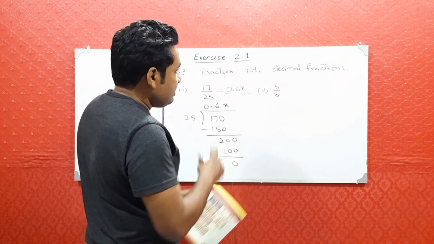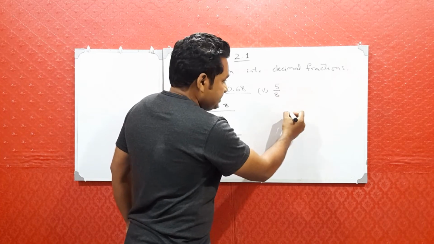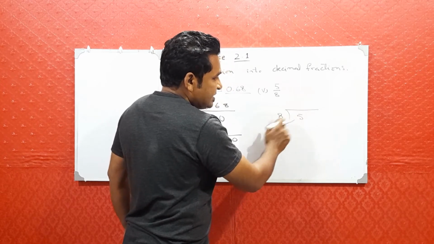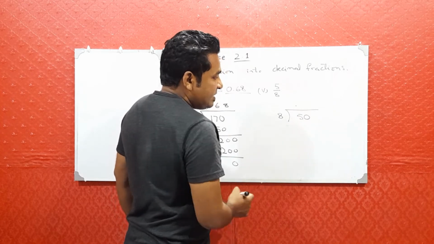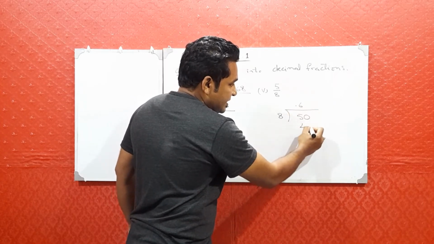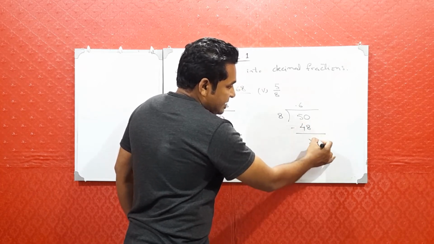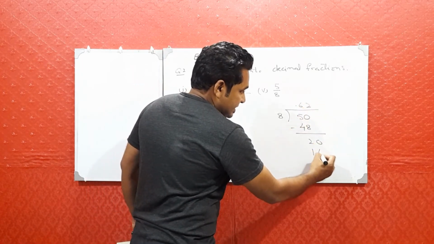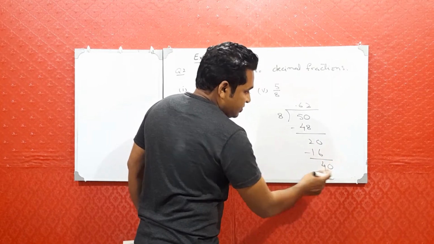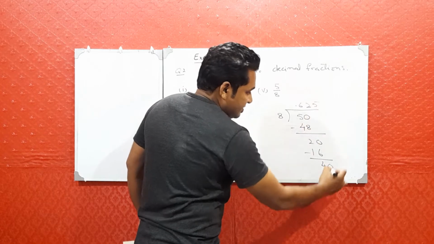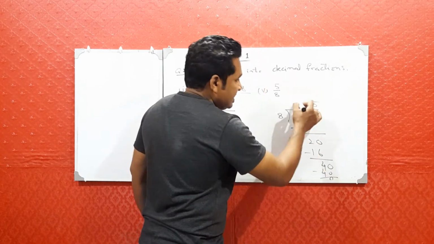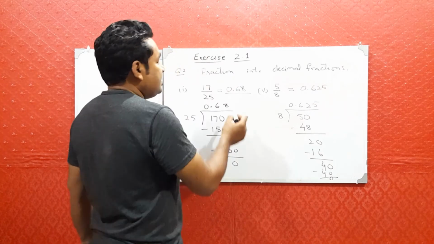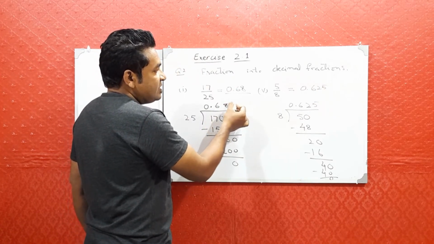Okay, so we have to convert now 5/8 into a decimal fraction. So 5 is smaller than 8, put a decimal and add 0, it becomes 50. 8 6s are 48, 2 remains, add 0, it will become 20, and now 8 2s are 16, 4 remains. Add 0 because 4 is less than 8, and 8 5s are 40. So 0 is the remainder. Again, it is a terminating decimal, 0.625.